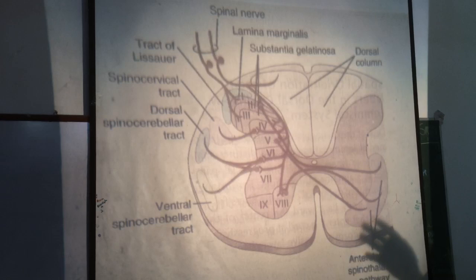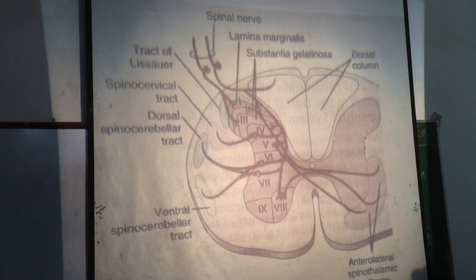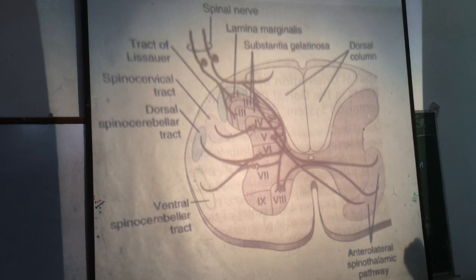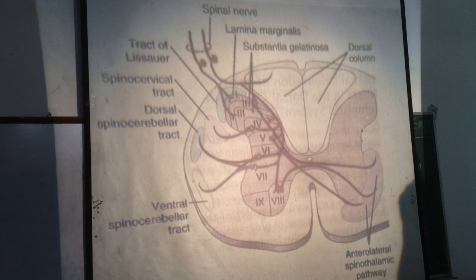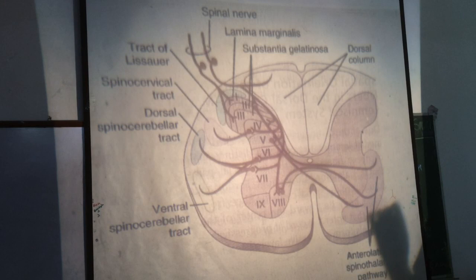Crude touch, pressure, tickle and itch, and sexual sensation. So the ventral or anterior spinothalamic tract carries crude touch, pressure, tickle and itch, and sexual sensation.